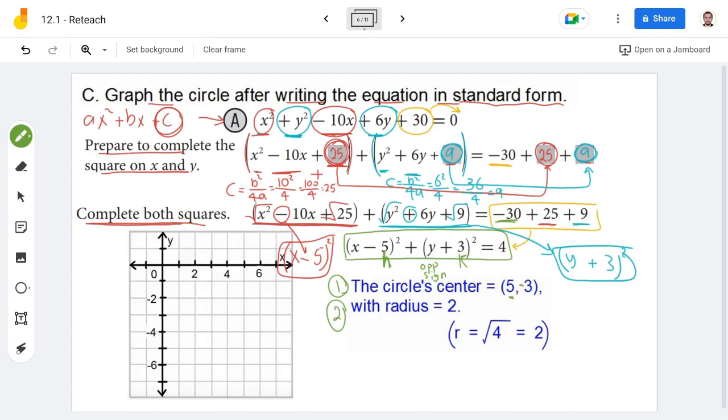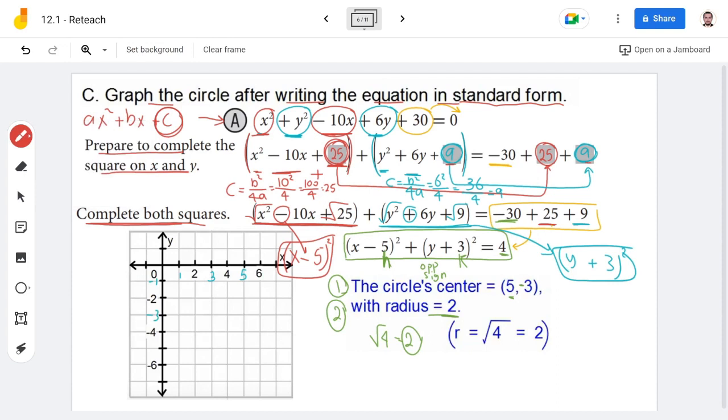Okay? Now, let's find the radius. So the radius squared is equal to 4 here. So what's the square root of 4? Square root of 4 is equal to 2. So the radius is 2. Now, how can I start the graph? So first, plot the center, h and k, 5 and negative 3. 5 is here, so this is 1, 2, 3, 4, 5. And negative 3 is negative 1, negative 2, negative 3.